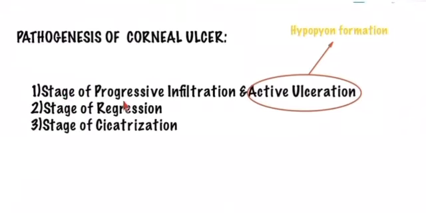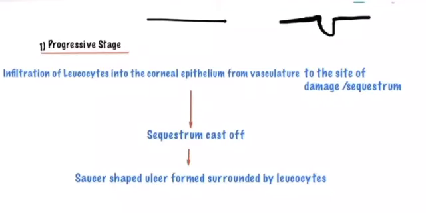The first stage is the stage of progressive infiltration and active ulceration. Second is the stage of regression, and third is the stage of cicatrization. First we will see the stage of progressive infiltration and active ulceration. So in the first stage, look at this line. Just imagine that to be a normal epithelial surface.